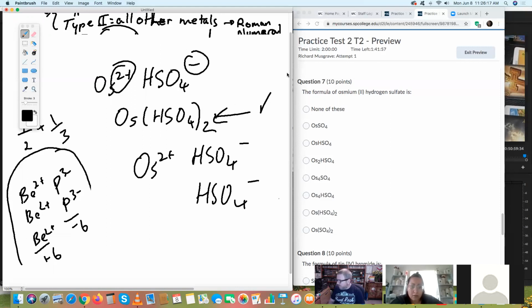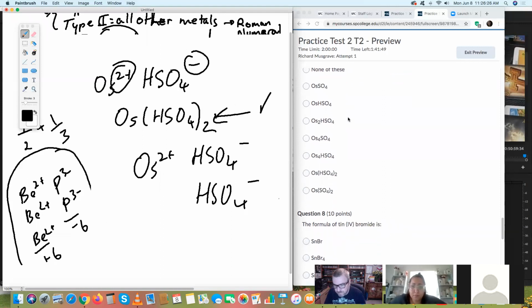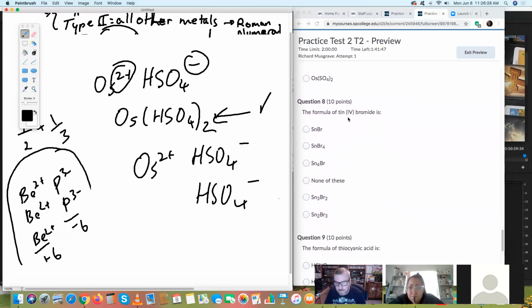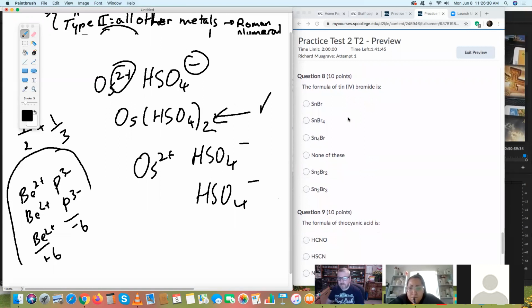Actually, in this case, you cannot use the cross method. I don't use it anyway. Sometimes it works, but with polyatomic ions you cannot use it because you will be wrong.